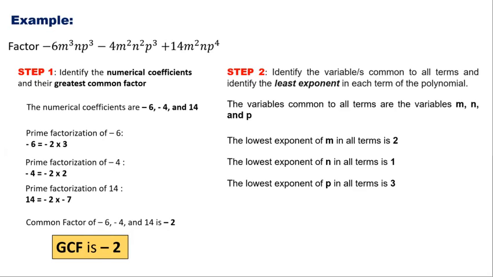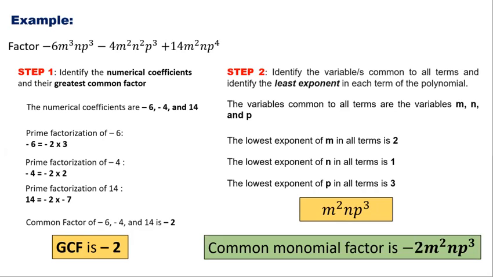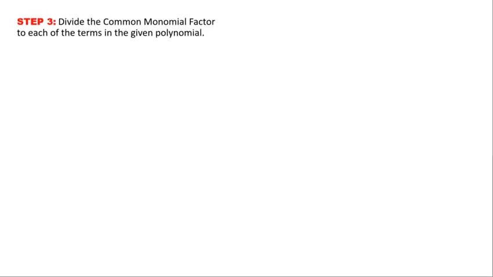The lowest exponent of p in all the terms is 3. So therefore, the part of our common monomial factor is m squared and p cubed. And when we multiply that by our greatest common factor of the numerical coefficients, we will get negative 2m squared and p cubed. And now, let us divide all the terms in our polynomial by our common monomial factor.